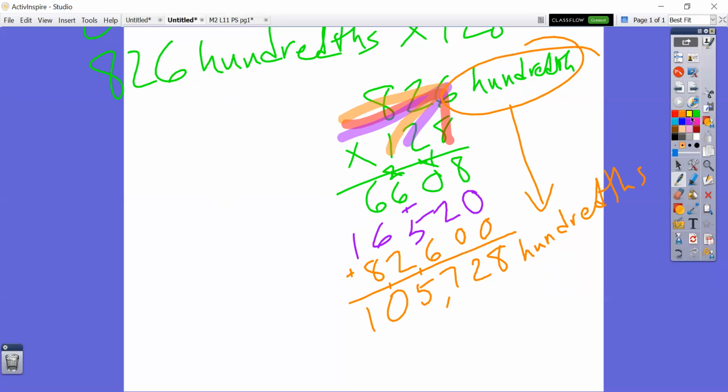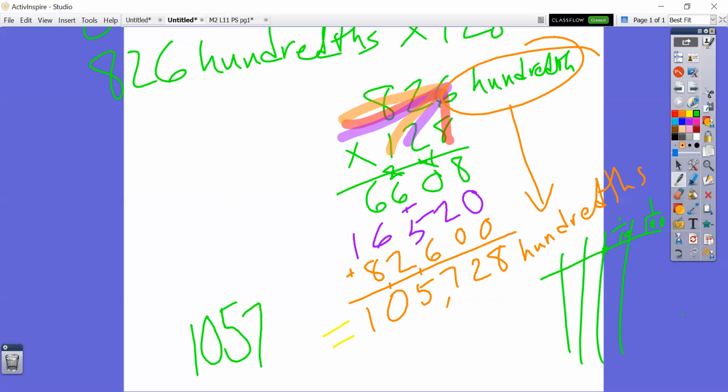105,728 hundredths, but we need to convert that into standard form. So this is where we have to have our knowledge of decimals and our knowledge of place value, and we think how many places after the decimal are hundredths? Well, it was 2 places after the decimal, so we have 2 digits behind the decimal. So if we rewrite all the digits, then we can place that decimal between the 7 and the 2 so that there's 2 digits showing hundredths afterwards. So that's 1,057 and 28 hundredths.